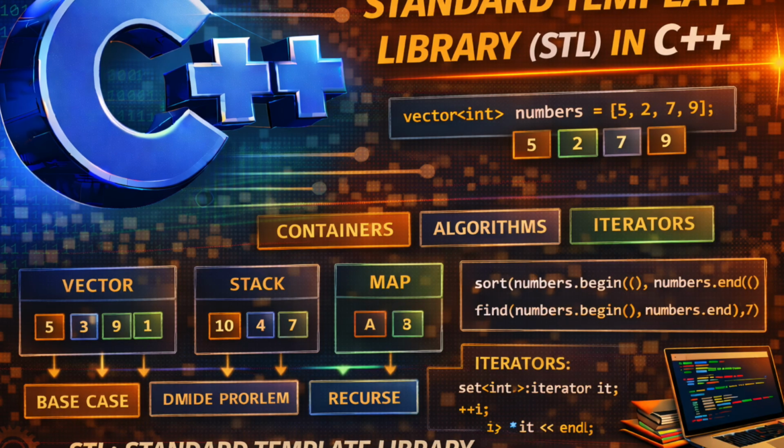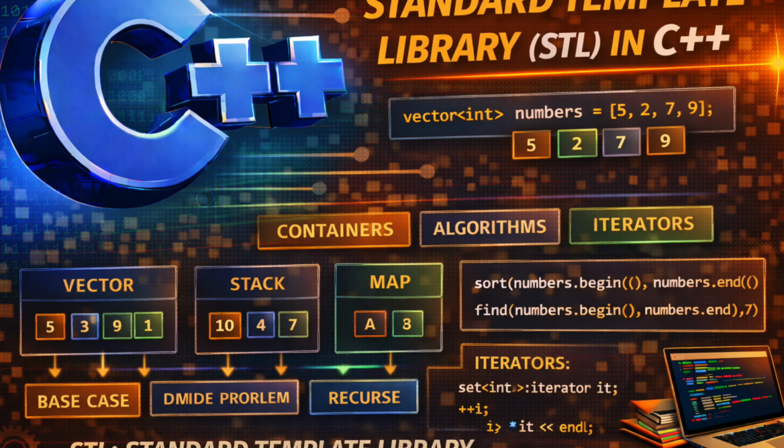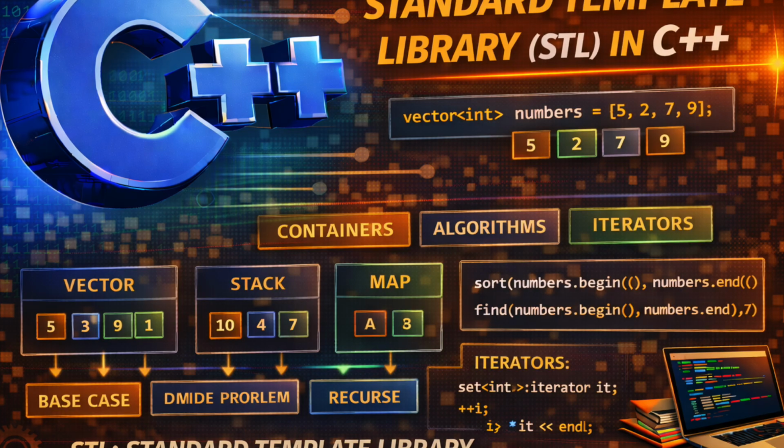And if memory is really tight, there's an even more stripped-down version. Yep, the forward list. It's a singly linked list. It only stores a pointer to the next element, not the previous one. So you save some memory, but the trade-off is you can only move forward through it. Makes sense? Okay, one more in this group. The one that tries to be the best of both worlds. The deque, the double-ended queue.